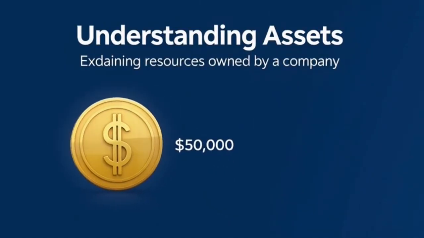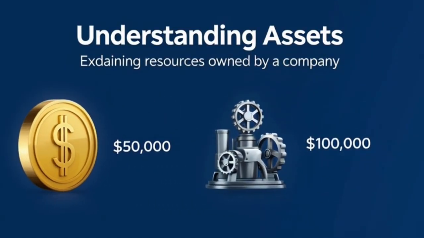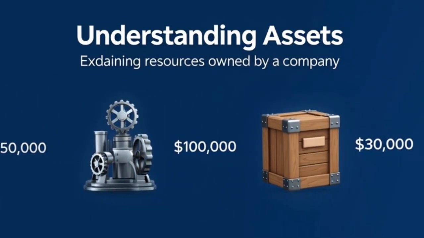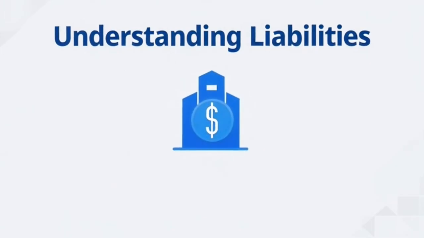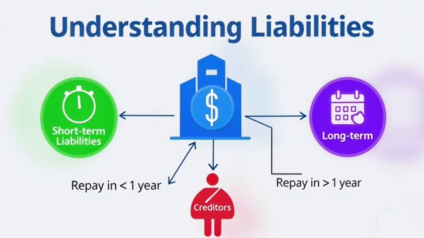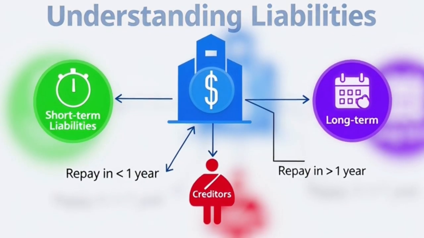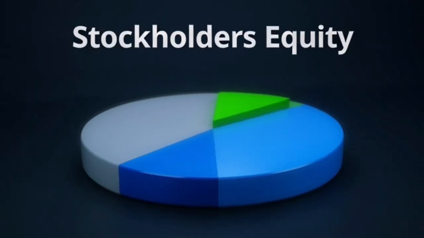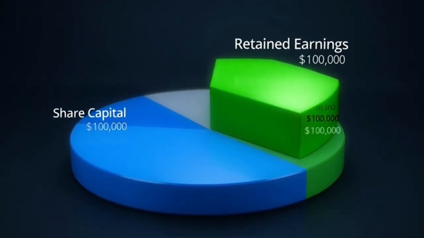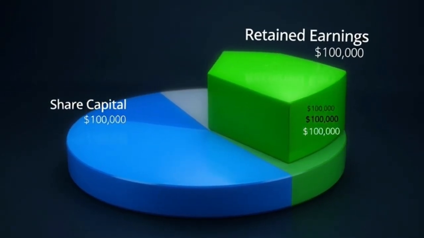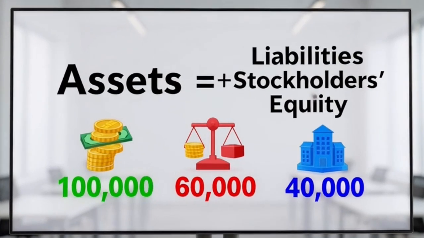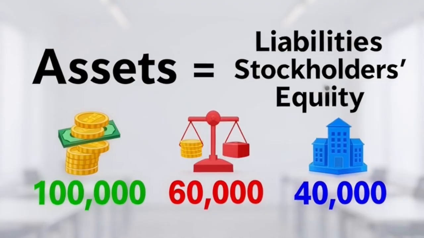Assets represent the economic resources owned by a company that are expected to provide future benefits. Liabilities represent the obligations a company owes to creditors and must repay in the future. Stockholders' equity represents the owner's claim on the assets of the company after all liabilities have been paid. The accounting equation shows that assets must always equal the sum of liabilities and stockholders' equity.